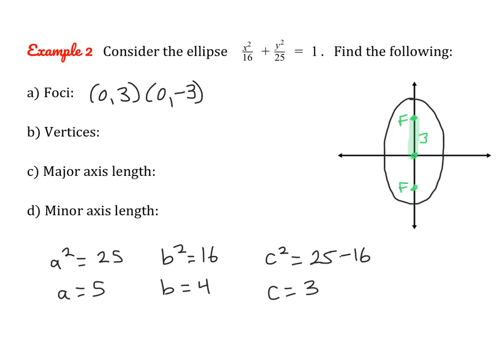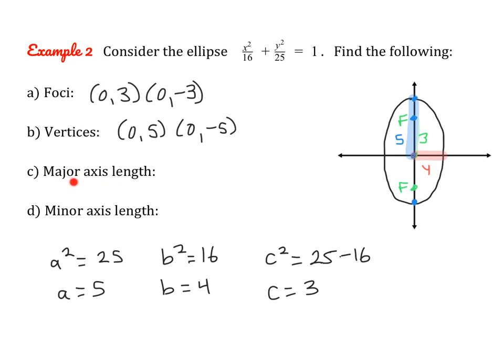Now your vertices, again, are going to be here and here, and it's going to depend on the length of a. So the distance from the center to the top is our a value, which is 5. So we have a vertex at (0, 5) and (0, -5). And then we can also find our co-vertices because we know that the distance from the center to the right or left is 4. So our co-vertices would be (4, 0) and (-4, 0).